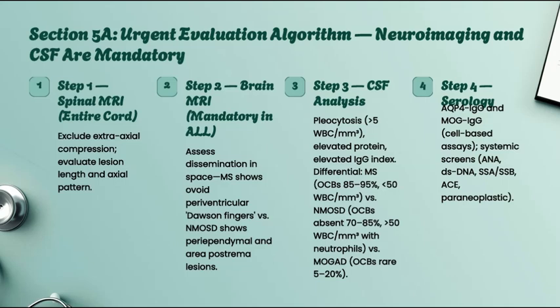In multiple sclerosis, pleocytosis is usually modest, often under 50 white cells per cubic millimeter, and oligoclonal bands are commonly present. In NMOSD, CSF pleocytosis may be more pronounced, sometimes with neutrophilic predominance, while oligoclonal bands are often absent. In MOGAD, oligoclonal bands are uncommon. The fourth step is targeted serological testing, which we will discuss next.